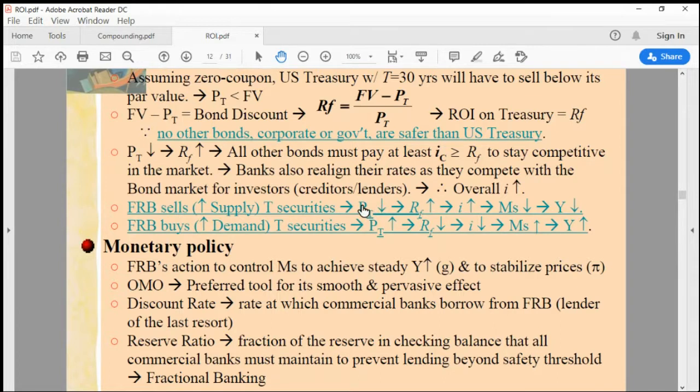Isn't it obvious that this is a simple law of demand and supply? When there is more supply, right? When the demand is steady, what's going to happen to the price? The price will go down, right? Think about it. If the price goes down, if the selling price goes down, what's going to happen to the return on the risk-free asset?